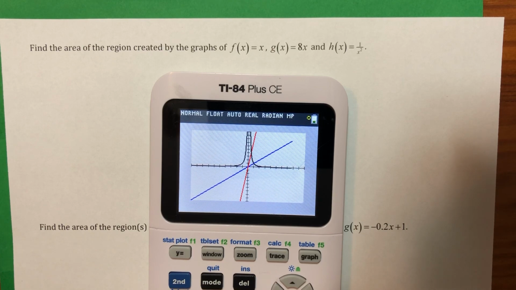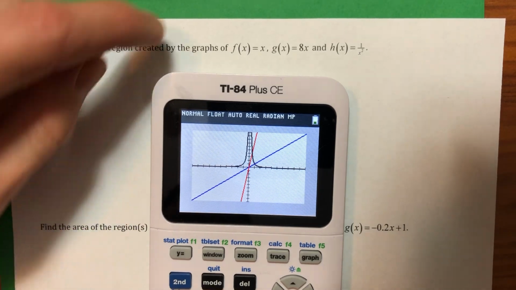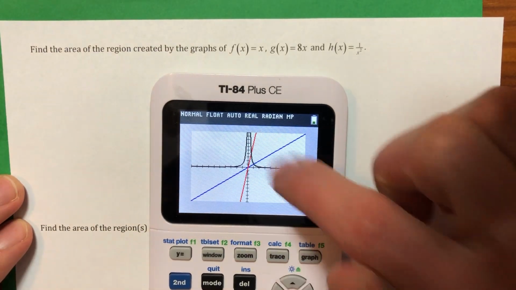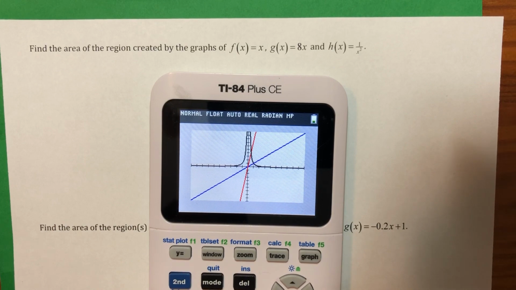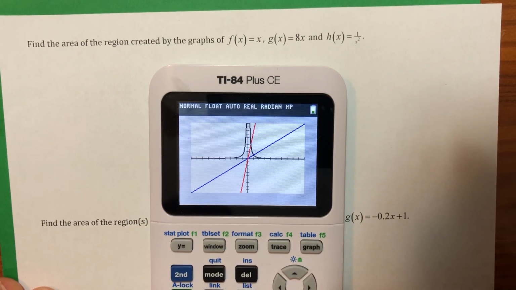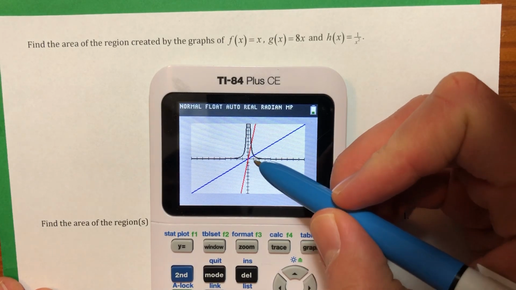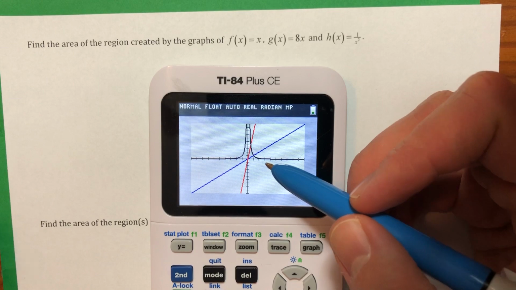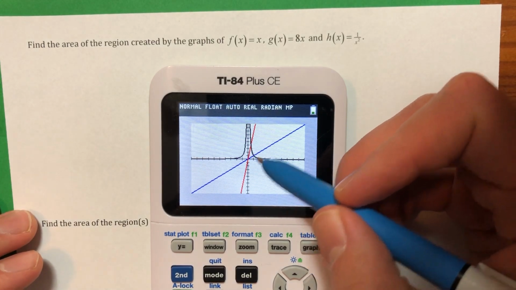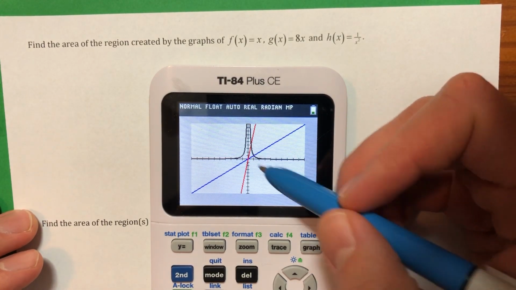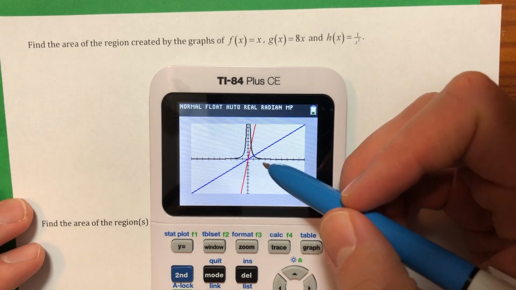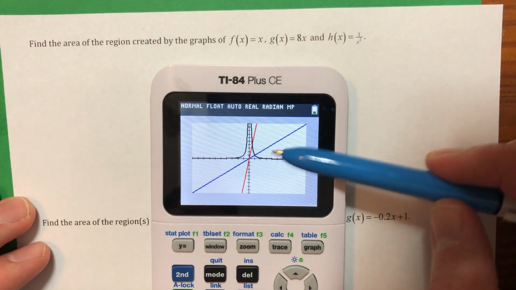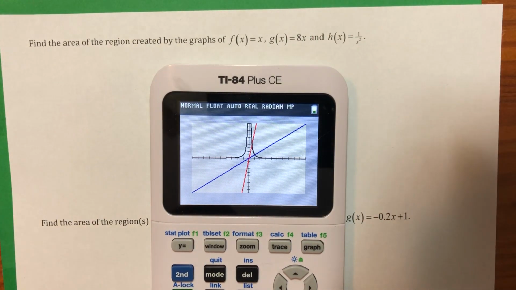Whoa, what's happening? I want to find the area of the region created by the graphs of these three things. So where do these three things come together and make a shape collectively? It's a little convoluted, but if we were to zoom in right about here, we would see, and I use this word very loosely, a triangle. Basically, we're going to have a three-sided figure, and it's not truly a triangle because of this curve, but each of the sides is a different function.